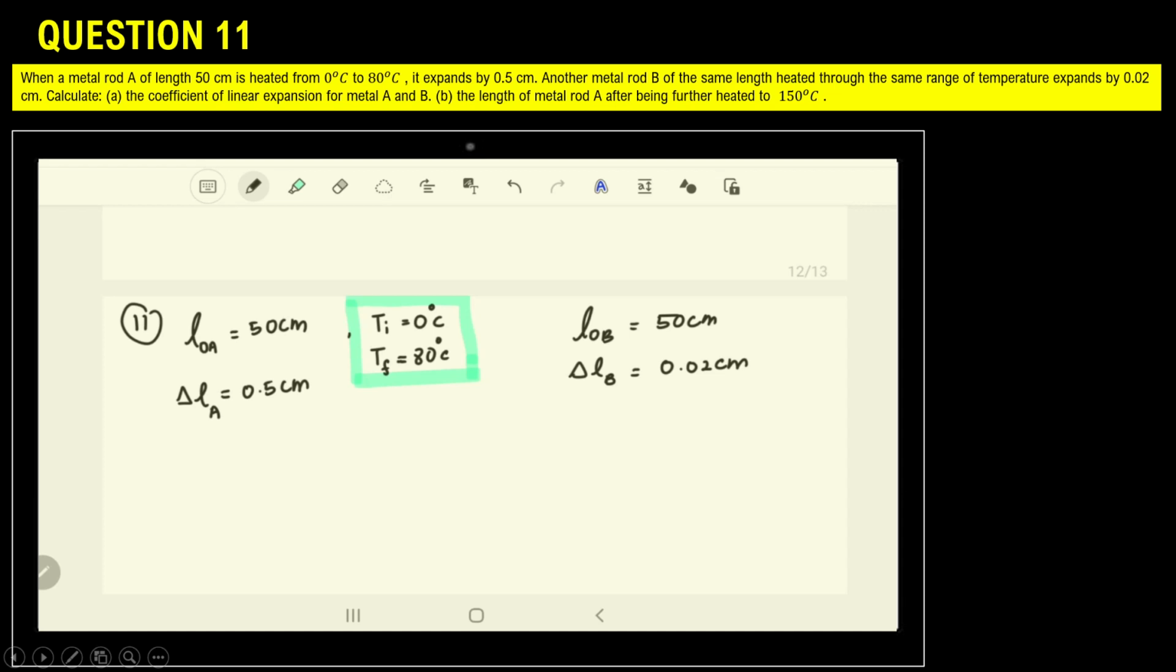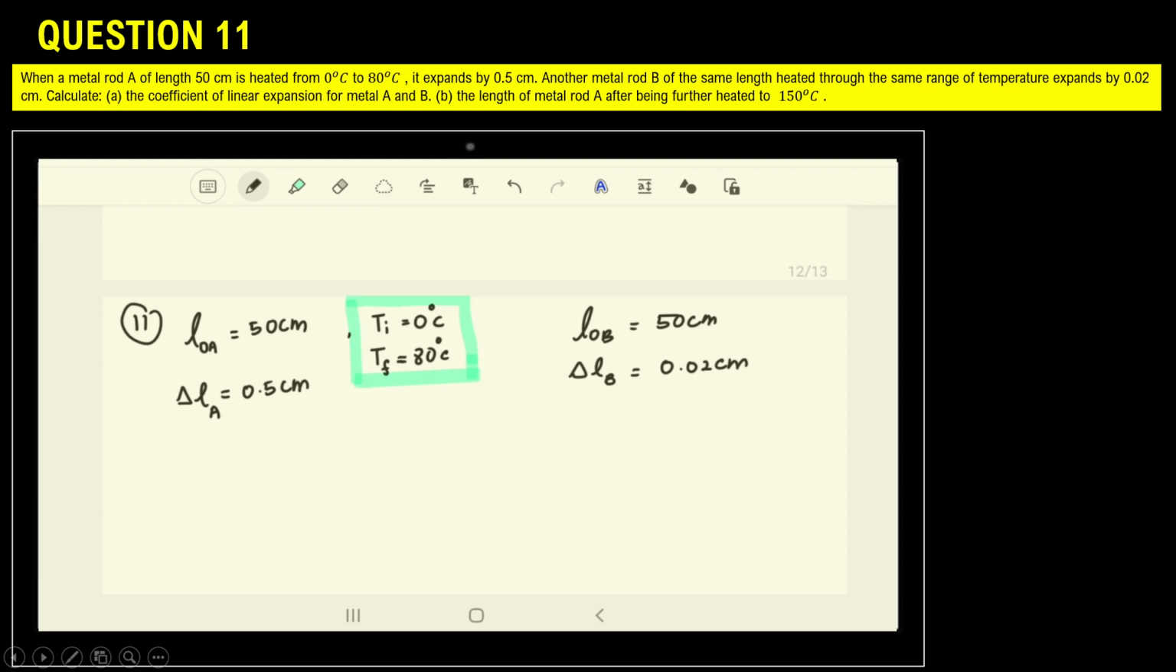So now we want to calculate what is the coefficient of linear expansion for metal A and B. We have two different types of metal rod, so it depends on its coefficient of linear expansion alpha.